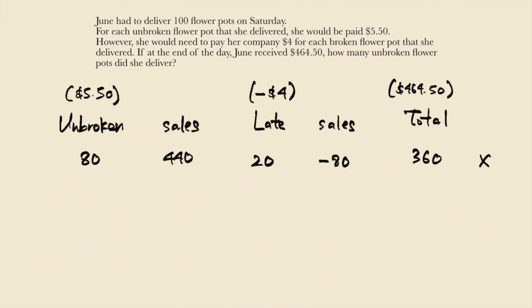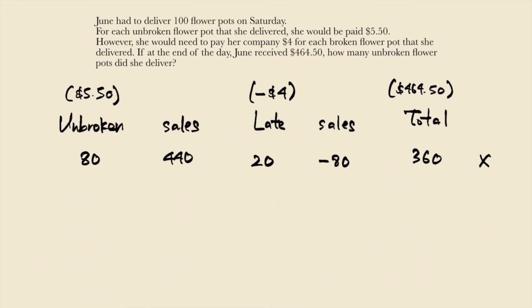So let's make a guess here. That's $5.50 for each successful delivery, unbroken one. And for some reason, I wrote late here, but actually this just means broken. Yeah, that would be minus 4. And this is the total we are looking for. So 100 deliveries, so that means 80-20. Let's make a guess here. And that's too small an amount.